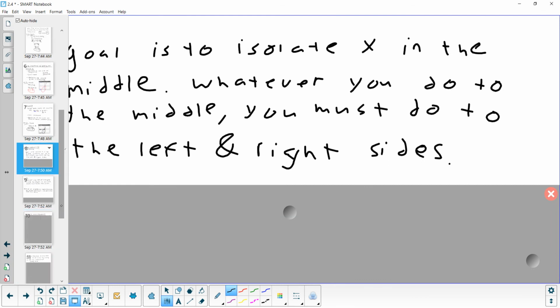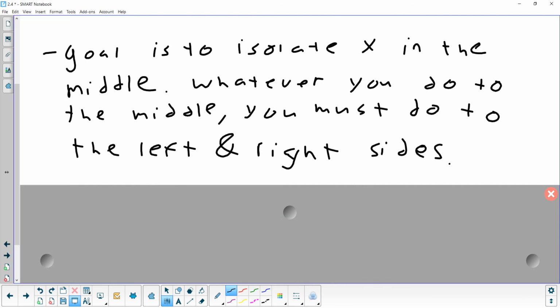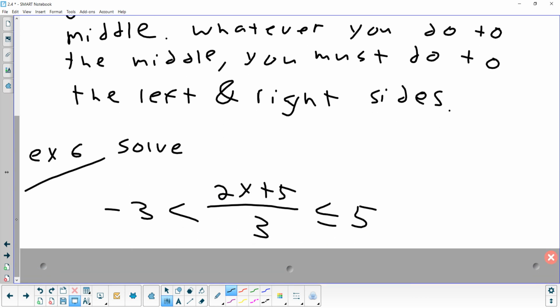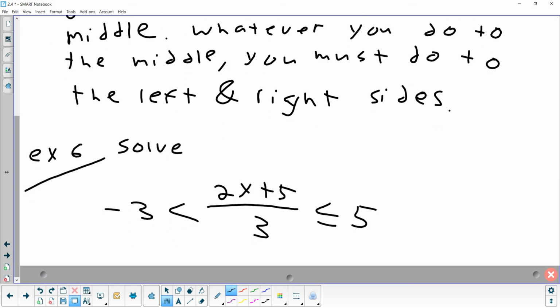So let's try an example solving a double inequality. What do you think, if I want to get x by itself, would be my first step in this one? Yeah, Abel? Multiply by 3. Good. Let's multiply everything by 3. When you multiply by 3 in the middle, you already had to divide by 3, so it's going to cancel.